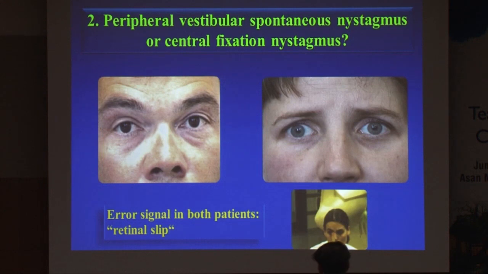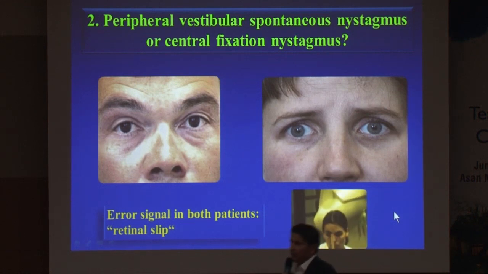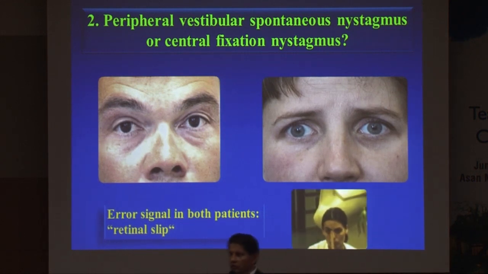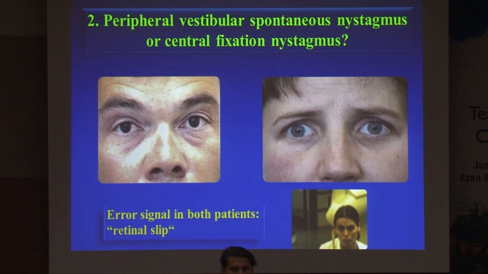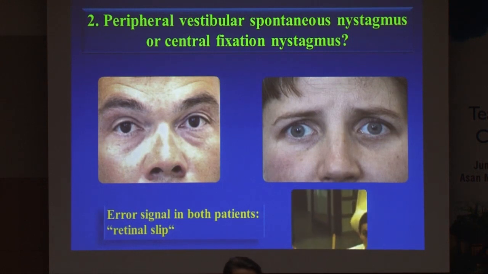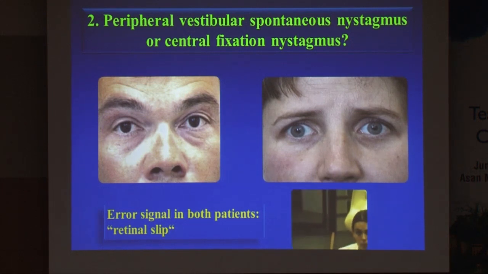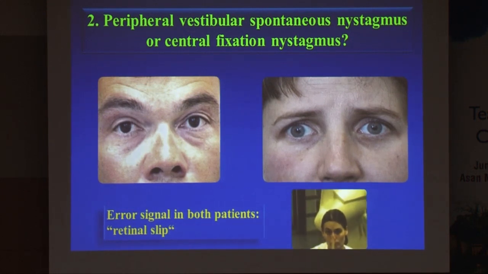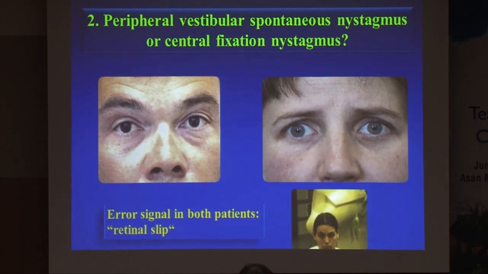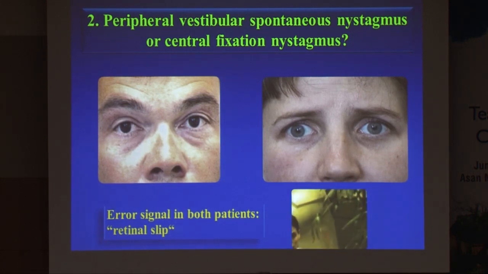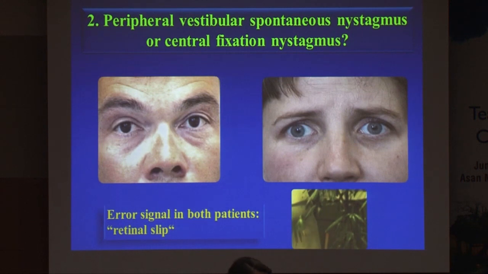The signal which is used to suppress the nystagmus is so-called retinal slip. Here you see a video taken by a special camera which allows you to see the world through the patient's eyes. If you have an isolated peripheral problem, you will be able to use retinal slip to suppress your nystagmus. If you have a central nystagmus, you'd like to use retinal slip, but you are not able to do so. That's the pathophysiological difference.